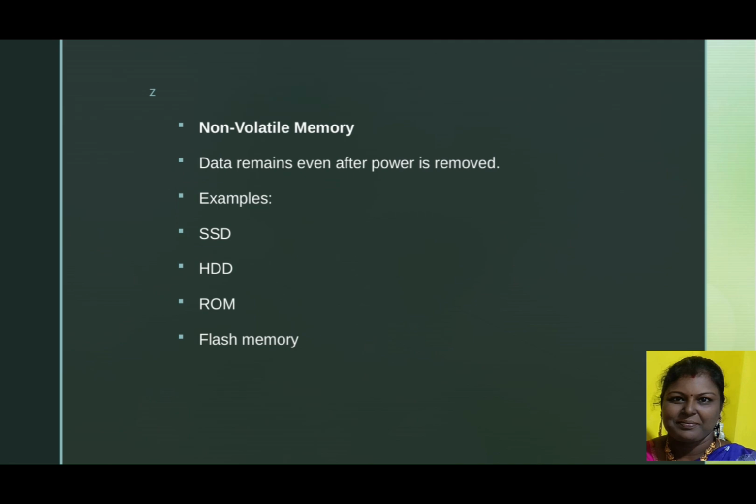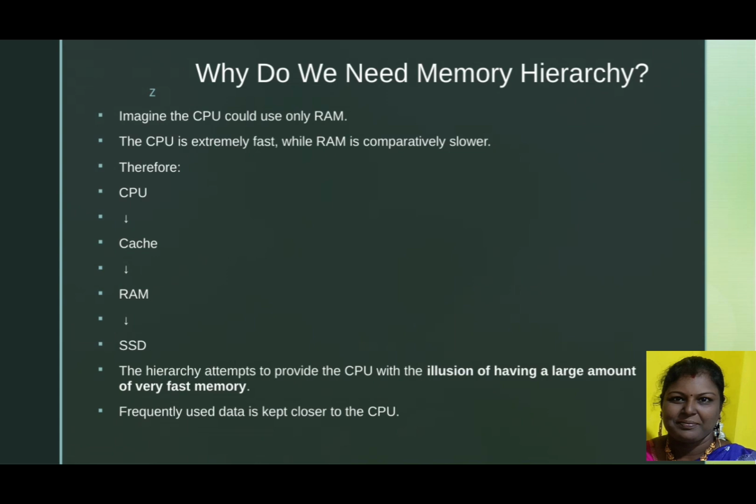Let's imagine the CPU could only use RAM. The CPU is incredibly fast, but RAM is slower by comparison. To bridge this gap, we use a hierarchy: CPU, then cache, then RAM, and finally SSD. This setup creates the illusion that the CPU has access to a large pool of very fast memory. By keeping frequently used data closer to the CPU, we speed things up and keep everything running smoothly. That's why memory hierarchy is so important.